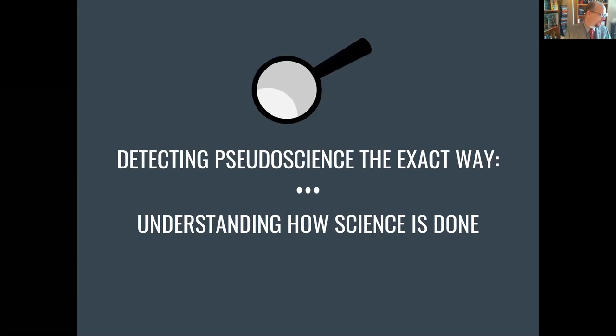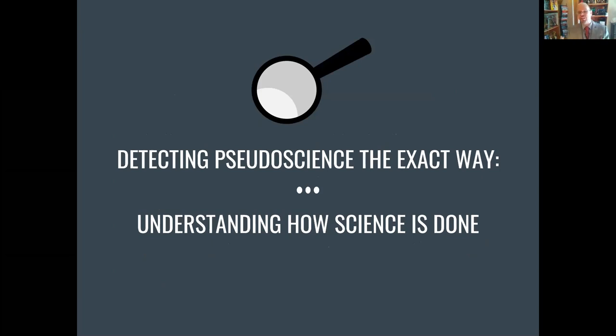So I've now tried to convince you that it's important to be able to detect pseudoscience. All right. So now I'm going to try to teach you to do so. There's two ways that you can do it. There's a long way and there's a short way. I'm not going to spend a lot of time on the long way because it would take too long. I'm going to give you a book that could maybe help out with this.